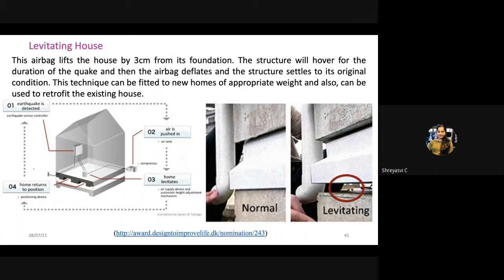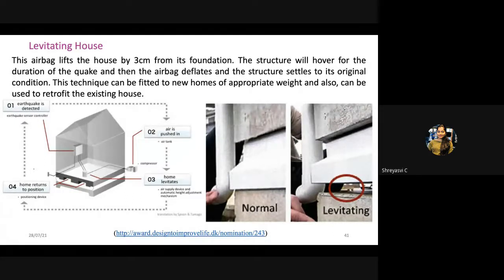So this is what we call a levitating house. This is a very simple, single room kind of structure, wherein it is fitted with a sensor, as you can see here. Whenever an earthquake is detected, because in Japan they have an earthquake early warning system, which actually alerts the citizens around 60 seconds to 2 minutes before the event actually happens.